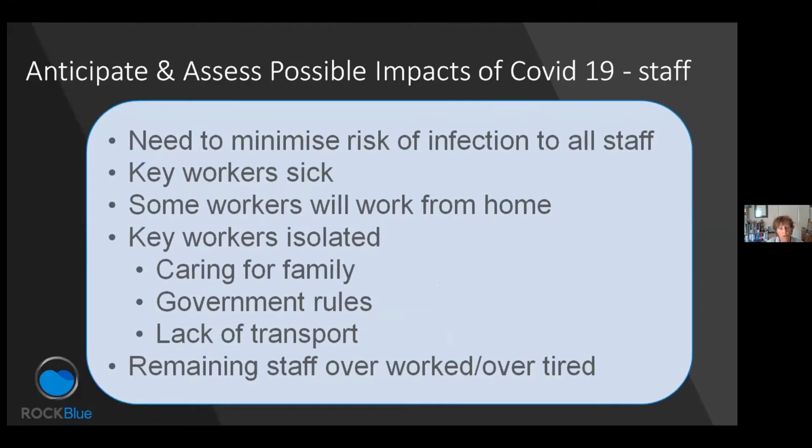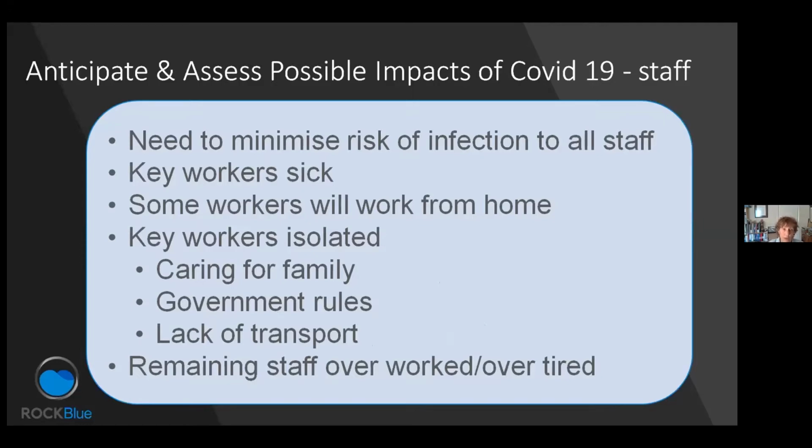So what are likely to be the possible impacts of COVID? I'm basing this on a lot of experience from the UK, US, and a number of overseas organizations. There have been WhatsApp groups that are sharing experience. First off, you need to minimize the risk of infection to all your staff.